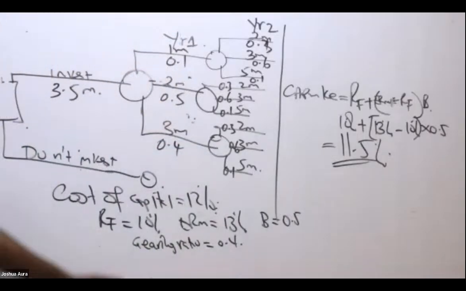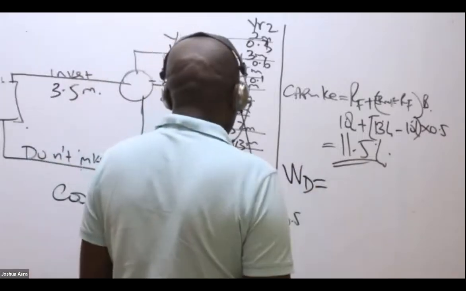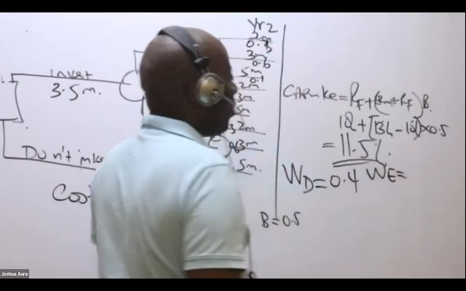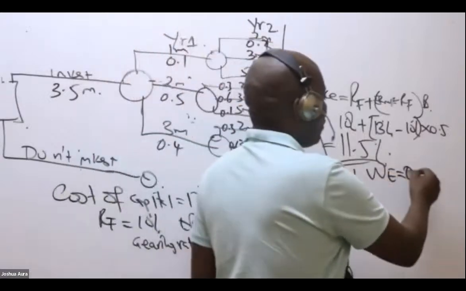Now, ladies and gentlemen, when they give you gearing ratio is 0.4, what comes to your mind? Borrowing, debt, right? Gearing ratio is the same as weight of debt, which is 0.4. Therefore, weight of equity will be what here? If weight of debt is 0.4, weight of equity will be how much? The two must always add up to 1. That means here it will be 0.6, like that.